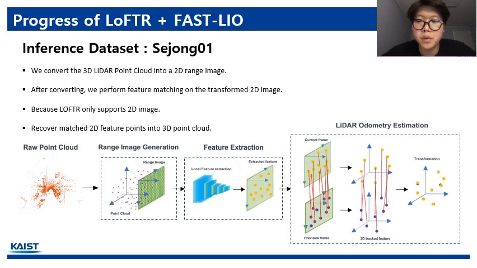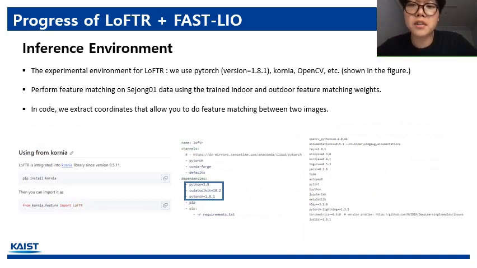First, let's look over the feature matching progress we have done. To conduct our experiments with LoFTR, we utilized a specific set of tools and libraries. Our experiment environment was built on PyTorch, specifically version 1.8.1, along with other essential packages like Kornia, OpenCV, and more. You can see the details in the figure on the slide. Now, let's talk about the heart of our experiment, the feature matching.